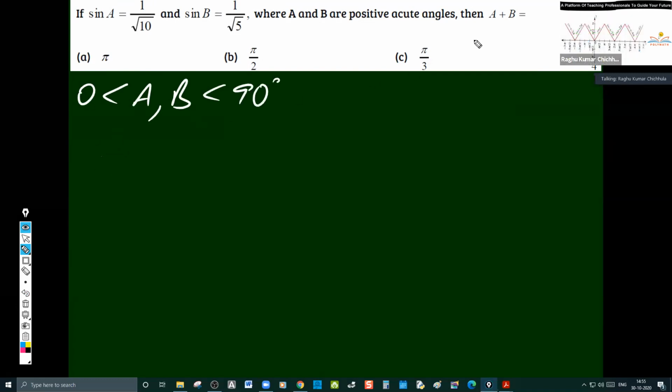So you can write sin of A plus B, or cos of A plus B, or even tan of A plus B also. Let us write tan of A plus B. And the options, if you see, are pi, pi by 2, pi by 3, pi by 4. If it is pi by 2, no, because tan pi by 2 is infinity. So let me write that. Consider tan of A plus B.